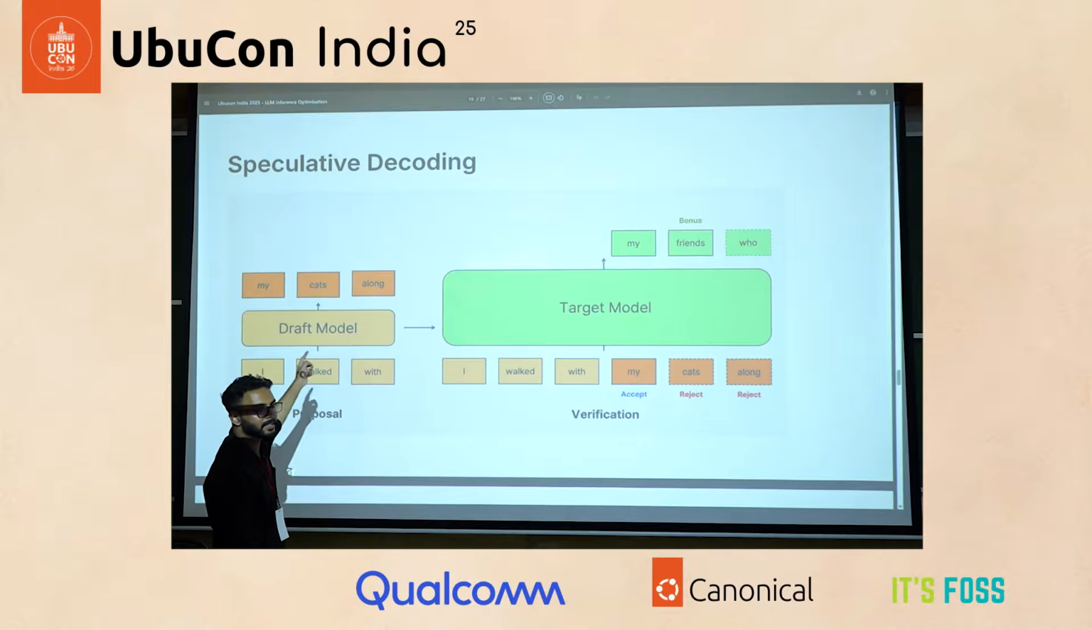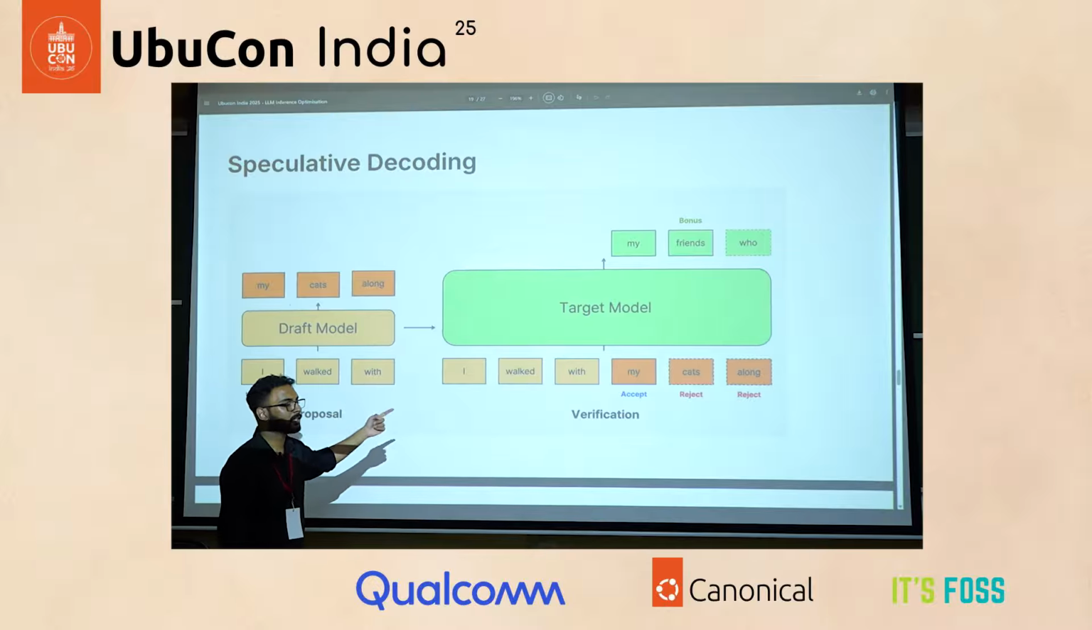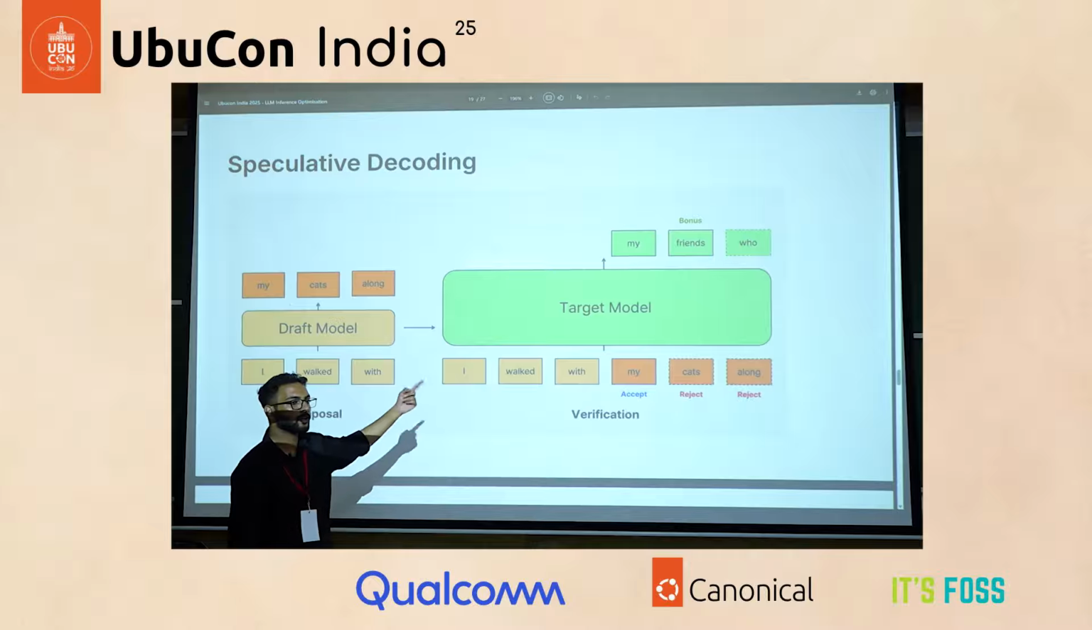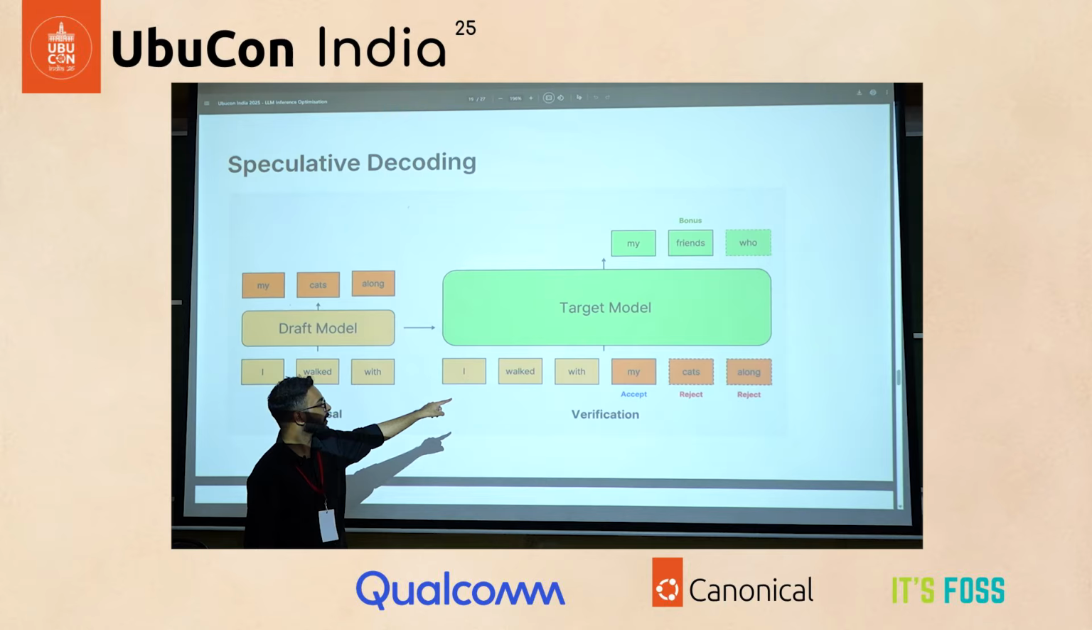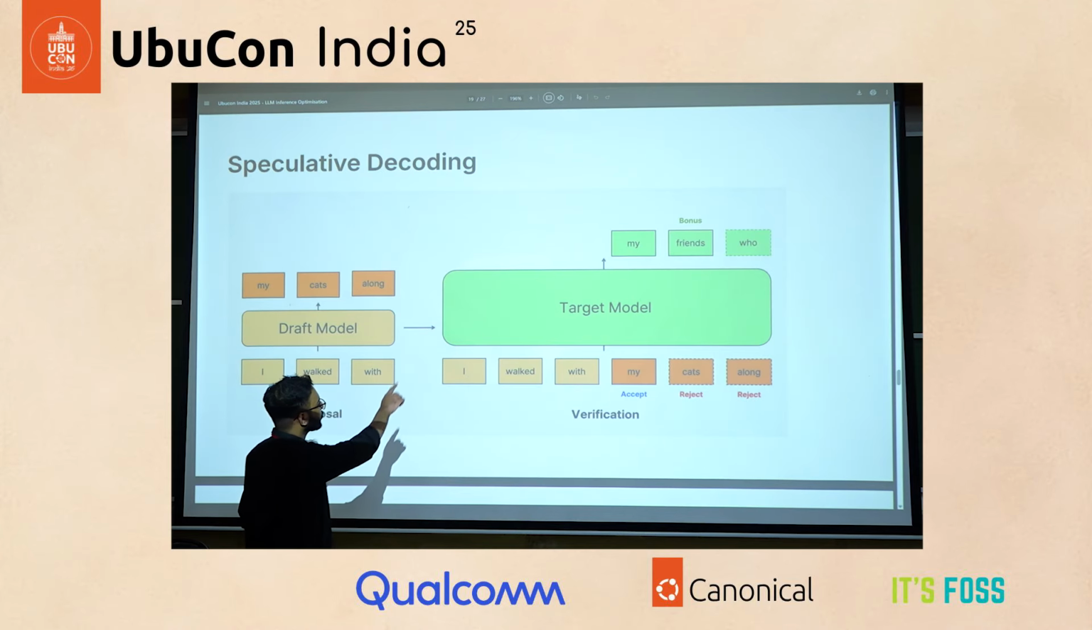Suppose the initial prompt I gave was "I walked with", and the draft model generated "I walked with my cat's yellow." What it does next is give that generated text into the target model. In a single pass, the target model can verify which are correct according to its rules. You see, the target model has accepted "my" and rejected "cats" and "yellow". Then it generates the corresponding words for the rejected words, and now you see "I walked with my friends who".